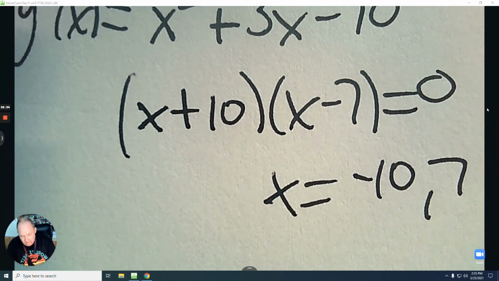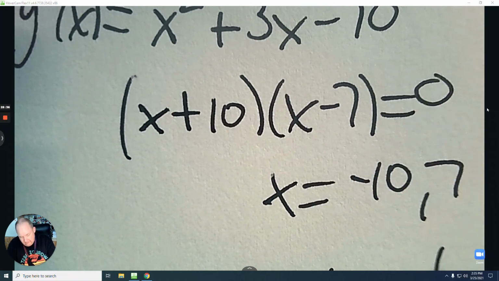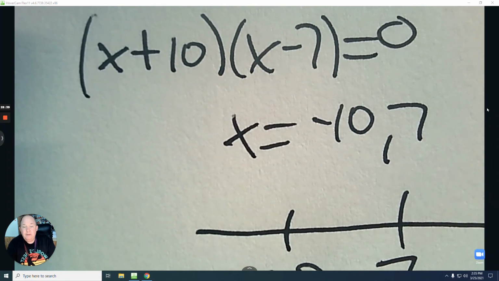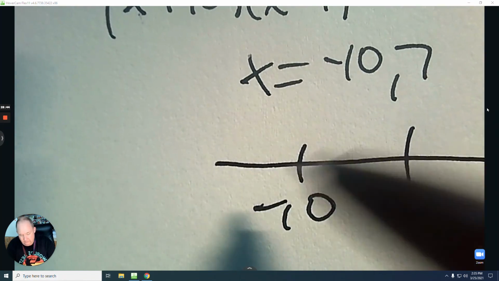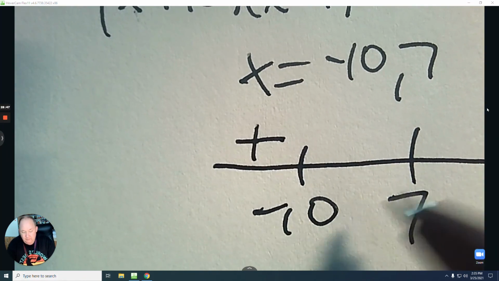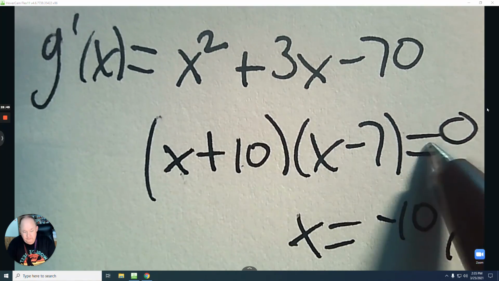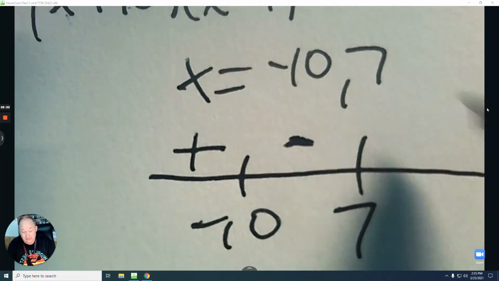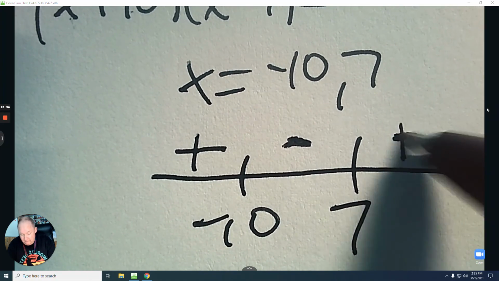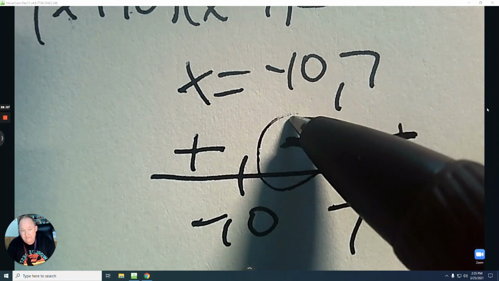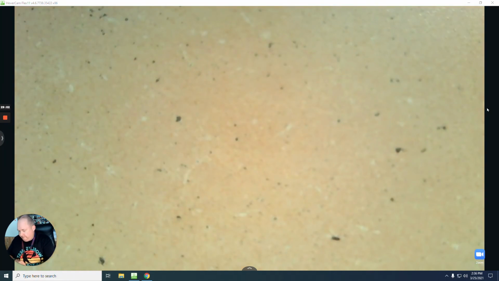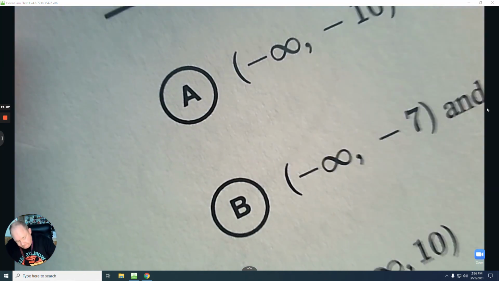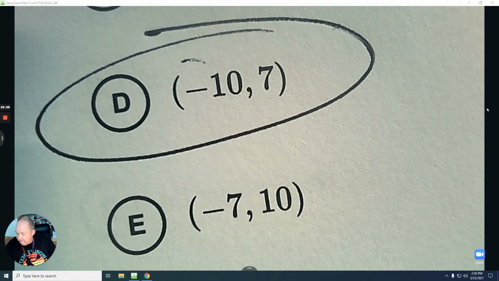So we're going to draw a number line for that. For -10 and 7, if I plug in a number smaller than -10, you get a negative times a negative, which is positive. Plug in a number like 0, and you get a positive times a negative, which is negative. And then plug in a number bigger than 7, and you get a positive answer. So the question is, where is it decreasing? And the answer is between -10 and 7. So the answer to that is D.